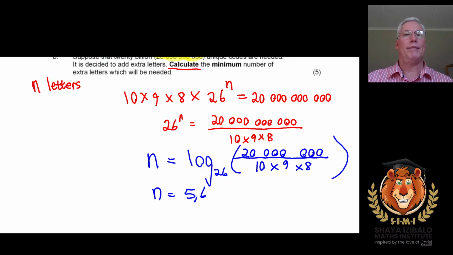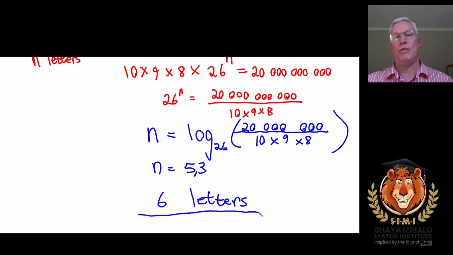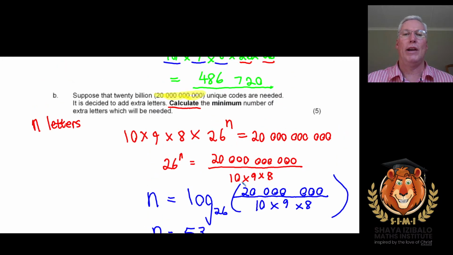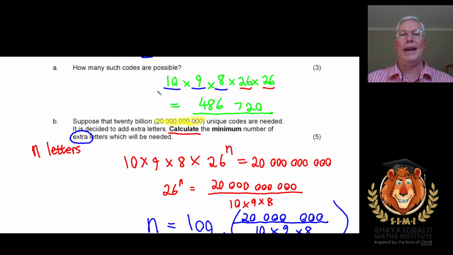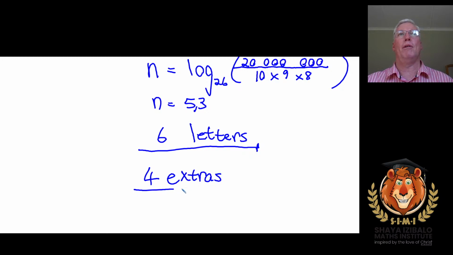Now I can't have 5.3 letters, so I actually need 6 letters. But here's a little exam technique: before you finish, just read the question again. It says the minimum number of extra letters which will be needed. I had 2, I need to go up to 6. So 4 extras will need to be added to give me the requisite number of codes.